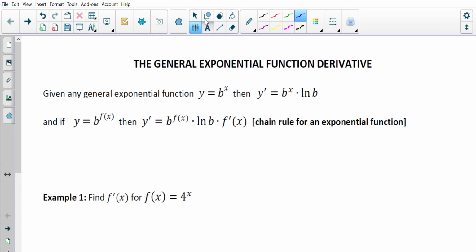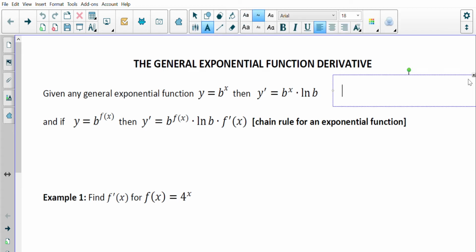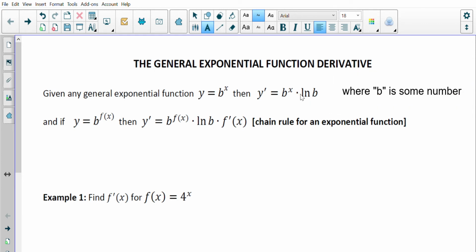b. And again, b is some number. Now, this ln b is also a number, and ln is a logarithmic function, a specific logarithmic function. When you have the logarithmic function on your calculator, where it just says log, it has a base of 10. And a log function can have any number of bases. But the log function that has the base of e, that's the ln function. So the ln function is just a special log function.